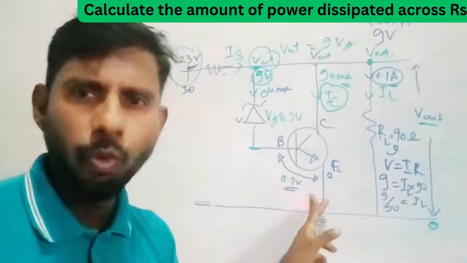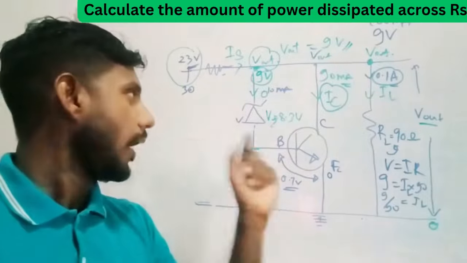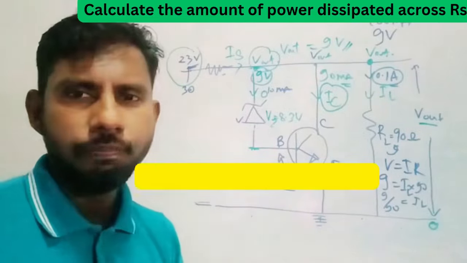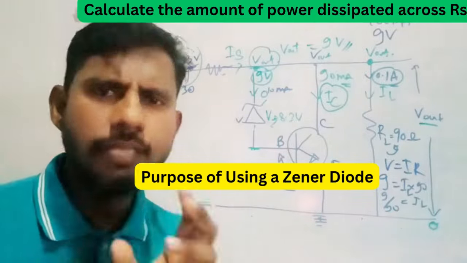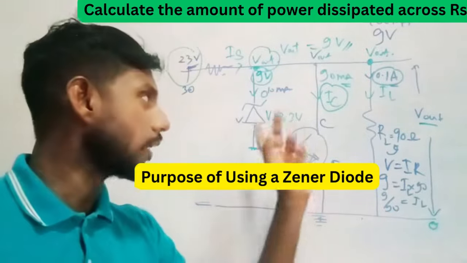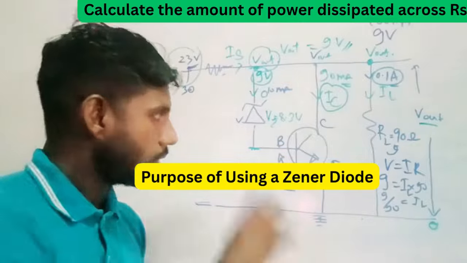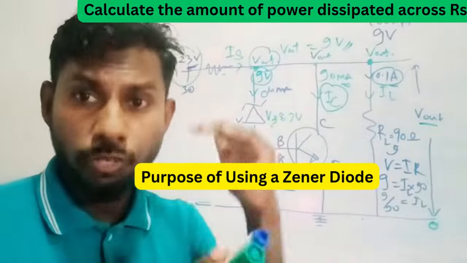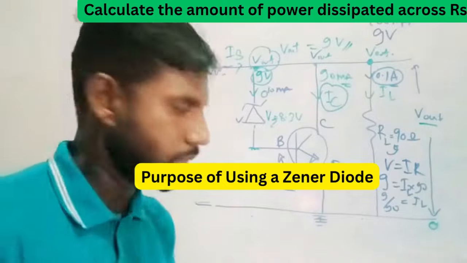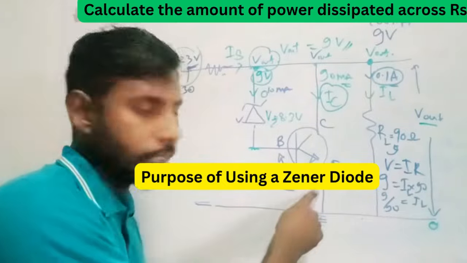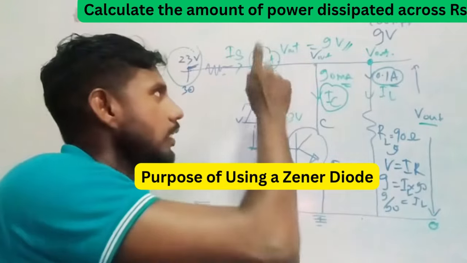This 0.7 volt won't change. And of course, this 8.3 is a voltage regulator, so the potential difference across the Zener diode won't change. It will be at 8.3. The purpose of using it is to regulate the potential difference across it. So here the potential is 0.7, 8.3, and here it's 9.